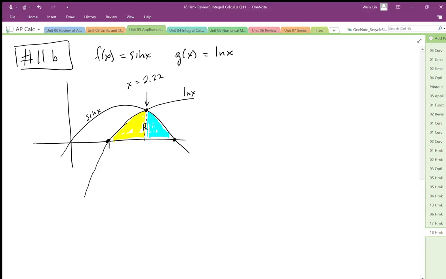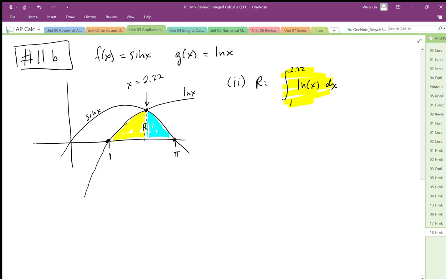The integral that calculates the area R, so this is part 2, is going to be the integral from the intersection point. The zero of that log function is 1, the zero of the sine function is pi. So for the first part, it's going to be from 1 to 2.22, under log x dx. That is representing the yellow portion here.